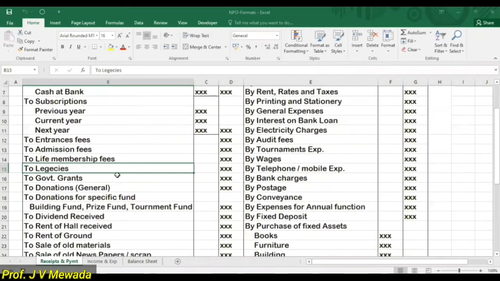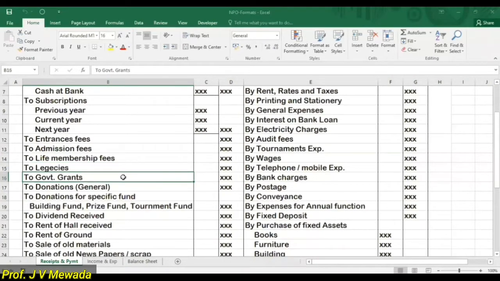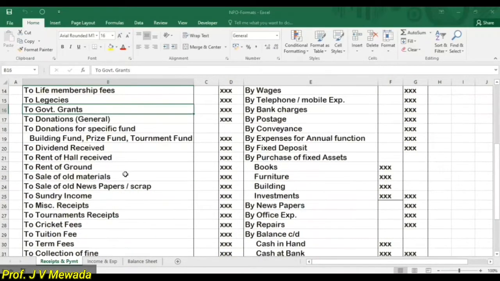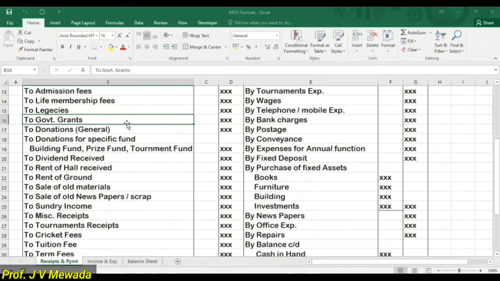Then we have government grant. Government grant is a regular income, because schools, hospitals, and colleges regularly receive grants from the government. Then donation is a regular income. Then we have donations for a special fund, like building fund, prize fund, tournament fund. This donation is not received for a general purpose; it is for a specific purpose. So it is a capital receipt and it is shown separately on the liability side under a separate heading as a special fund.